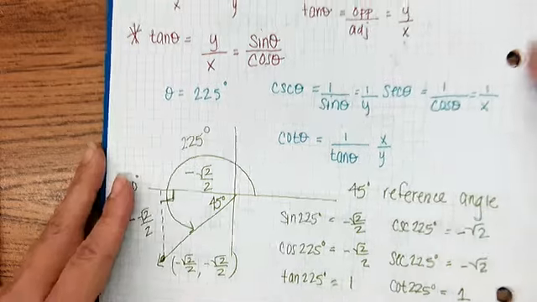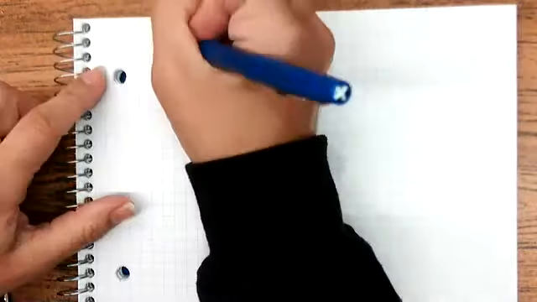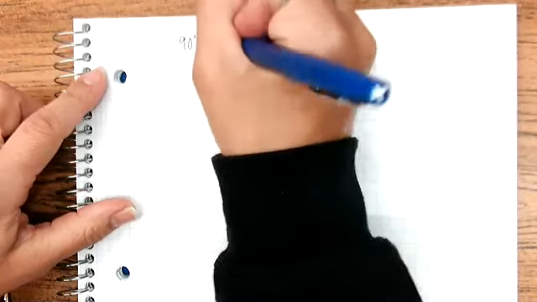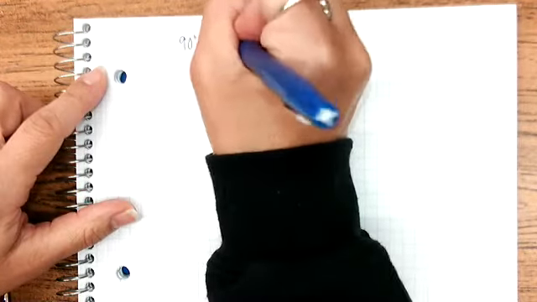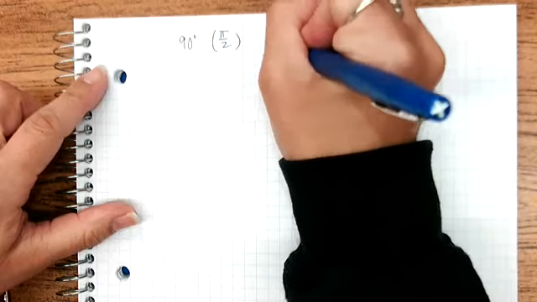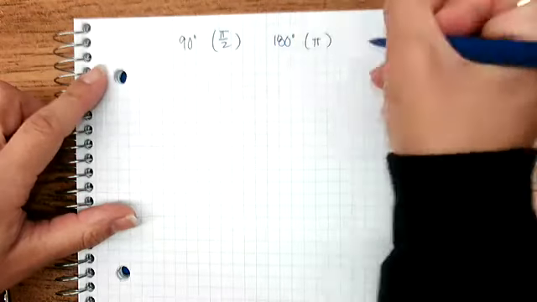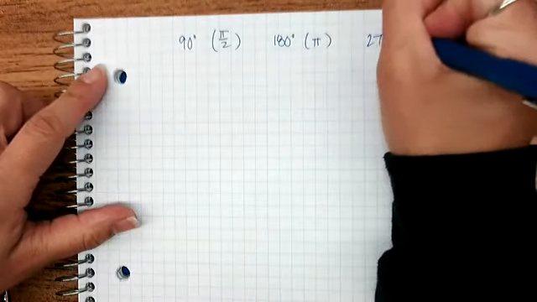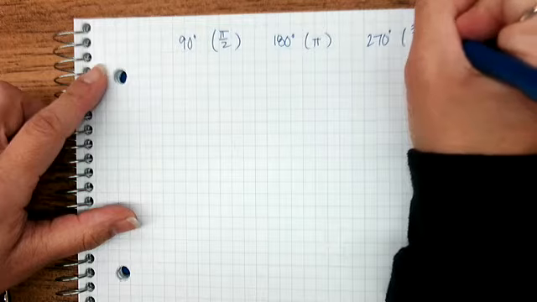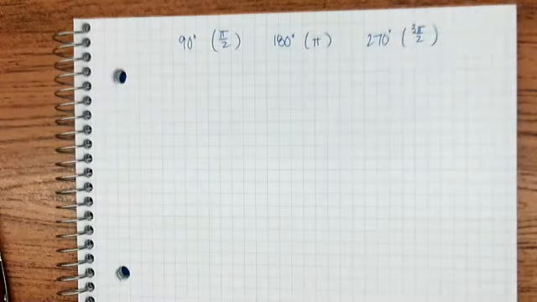Okay. What happens if you're asked to find sine, cosine, tangent, cosecant, etc., of an angle that doesn't have a triangle? What does that look like? So what happens, you have something like 90 degrees, pi over 2, 180 degrees, pi, 270, 3 pi over 2, and any multiple thereof. All right.